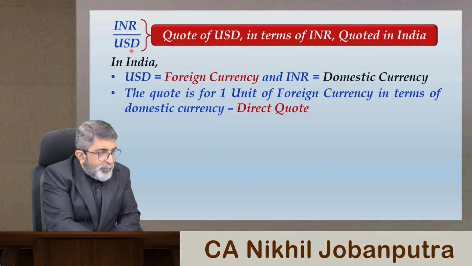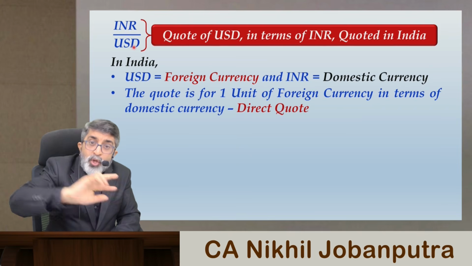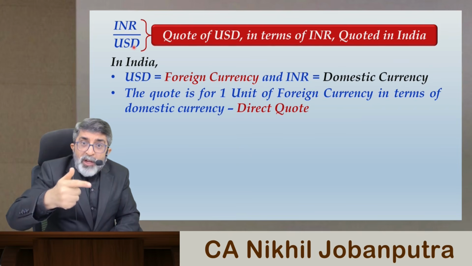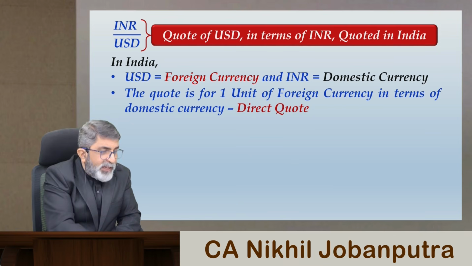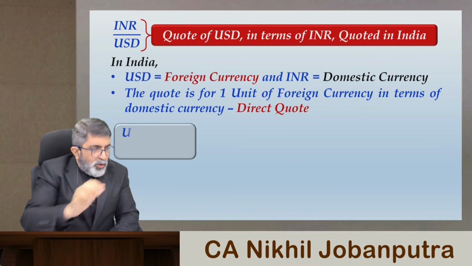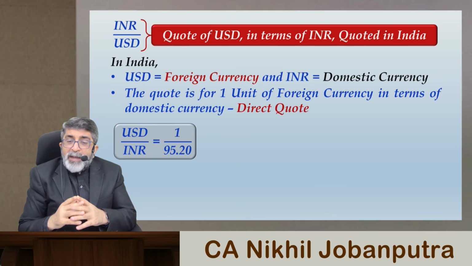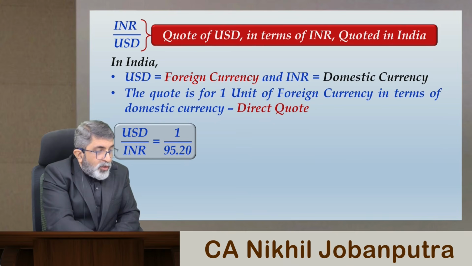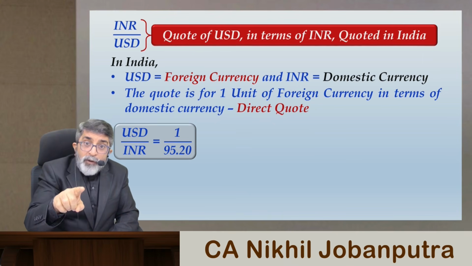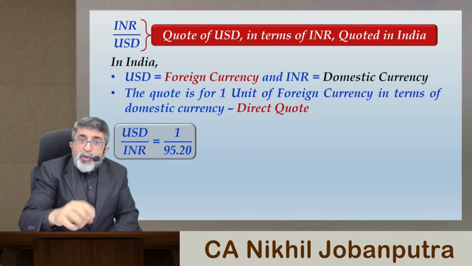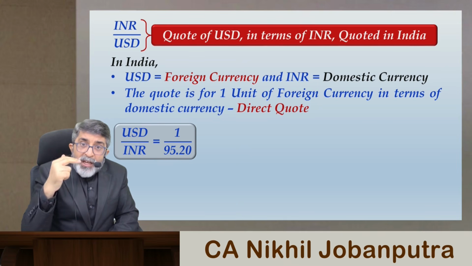So one simple point is, if INR per USD is 95.20, USD per INR will be the reciprocal, meaning it will be 1 divided by 95.20. Let me show you. USD per INR is 1 divided by 95.20. Now, when we write INR per USD, it was a direct quote for an entity in India. For Indian entities, INR per USD will be a direct quote.